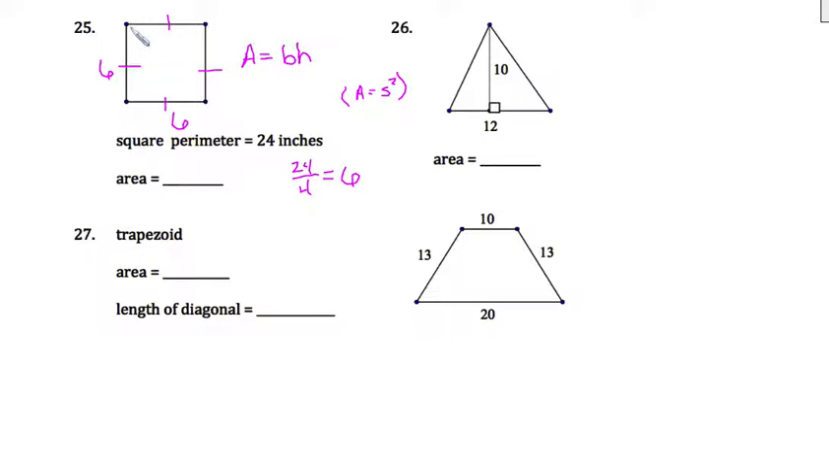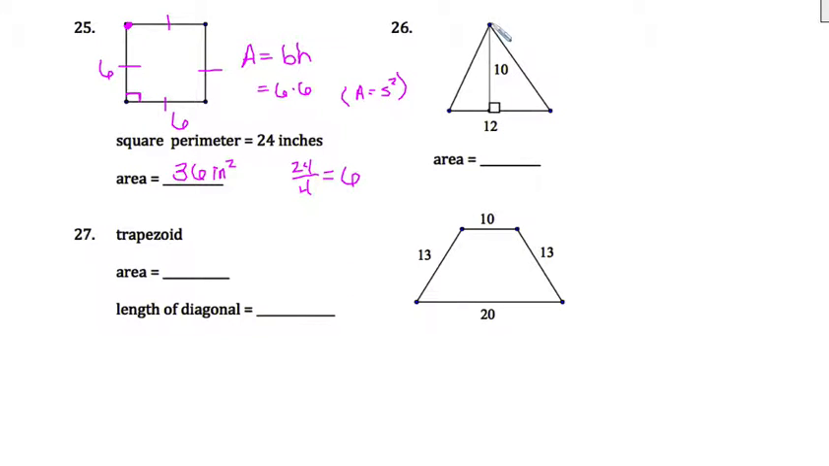Now the height is always drawn from a vertex to the base at a right angle, but since a square has a right angle in all four corners, this side of 6 is the height and this side would be the base. So we're going to have an area of 6 times 6, which again would be 6 squared, as the other formula implies, for a total area of 36 inches squared.